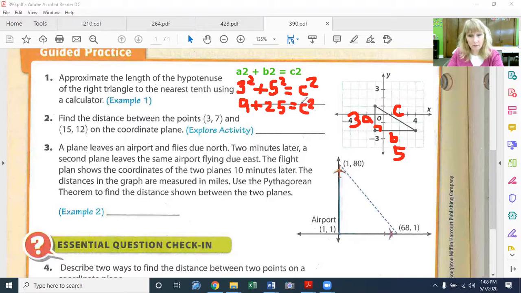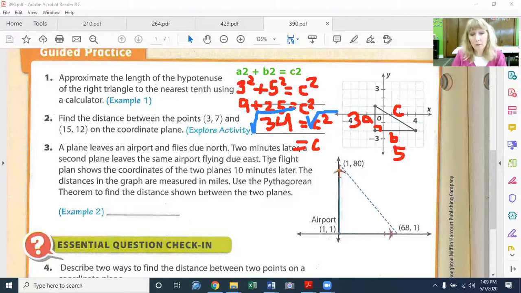25 plus 9 is 34. 34 is equal to C squared. And then we do what? What's the last step when you have a variable that's squared? You take the square root of both sides, square root of 34, and square root of C squared. And that's going to give you C on this side is equal to square root of 34.